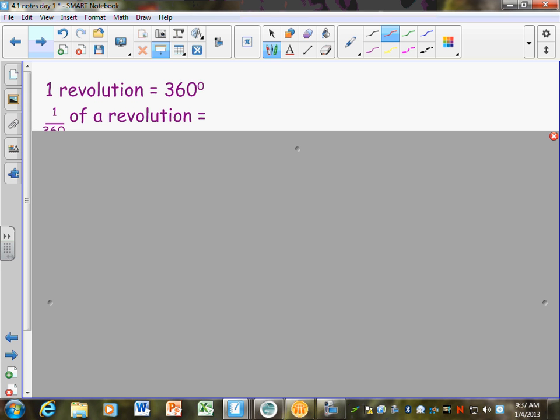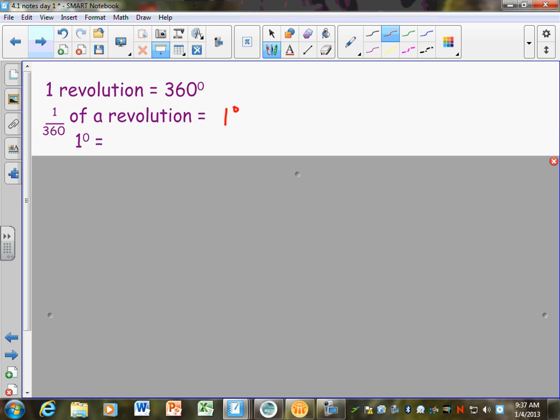1 degree. I kind of showed the answer there. Right? 1/360th of a revolution would just be 1 degree. Well, you can actually break 1 degree down more. And we can say in 1 degree there are 60 minutes.